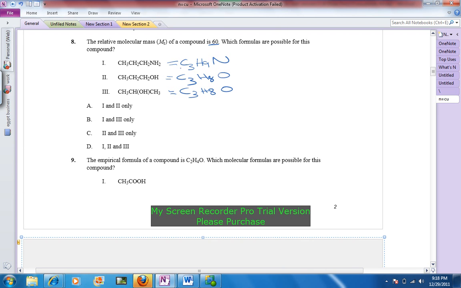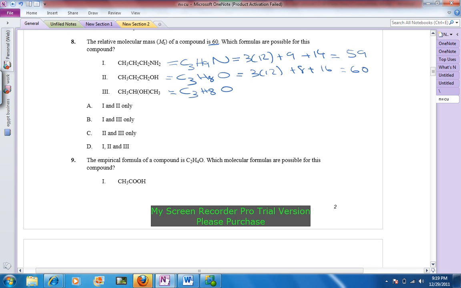Okay, so now what you do is you have to multiply 3 by 12 plus 9 plus N, and you have to look at the periodic table, it's 14. Okay? And you get 59. And here, if you do the same process, 3 times 12 plus 8 plus O, which is 16, it's 60. Okay, so that one's right. Again, 3 times 12 plus 8 plus 16. These are the same. Oh, I didn't even notice that. Yeah, 60. Sweet. Okay, so it's 2 and 3, so it's C.